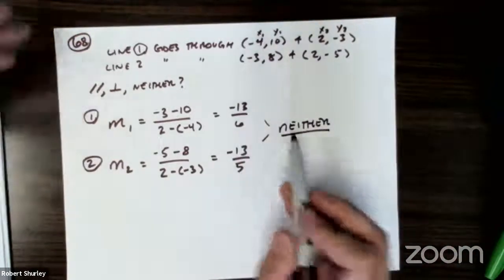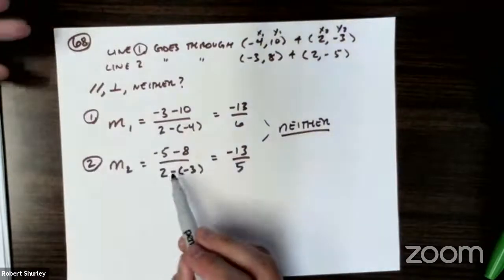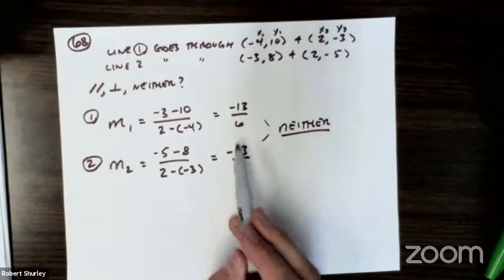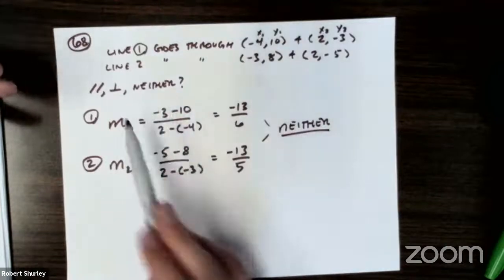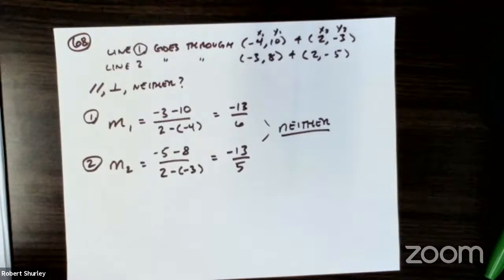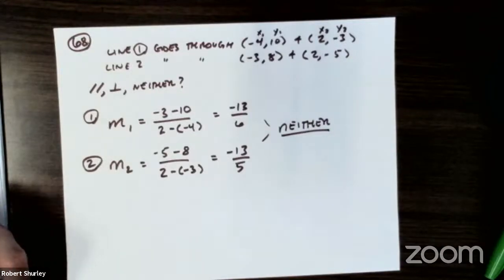If this was a 6, it'd be parallel, right? If this was 2 minus a -4, this would have been +6 down here, and it would have given us the same slope. It's not parallel, and it's not perpendicular, since you're not flipping them. So this one just turns out to be neither. Okay, great.